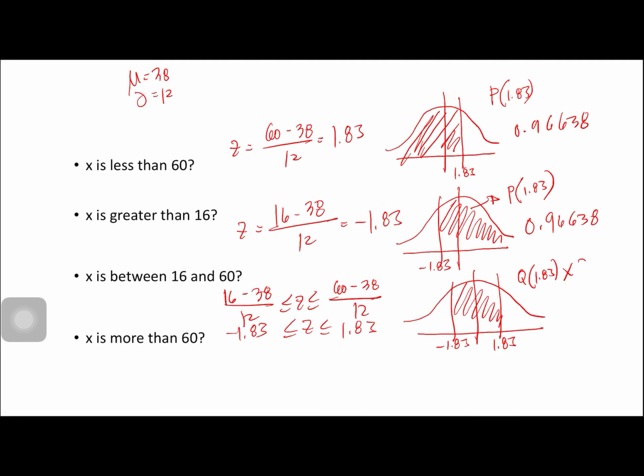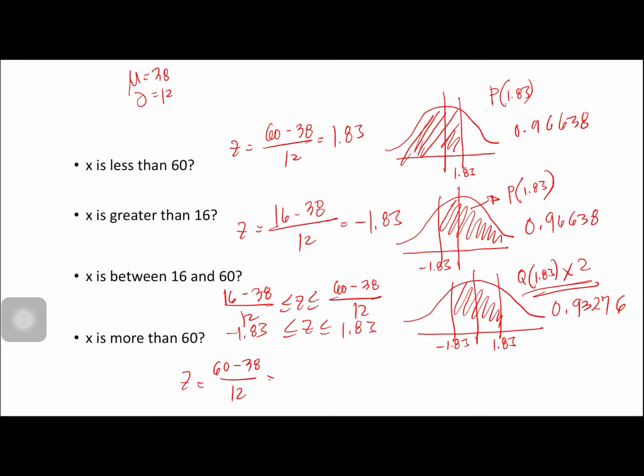Q of 1.83 can be multiplied by 2. So we have there 0.93276. Okay?